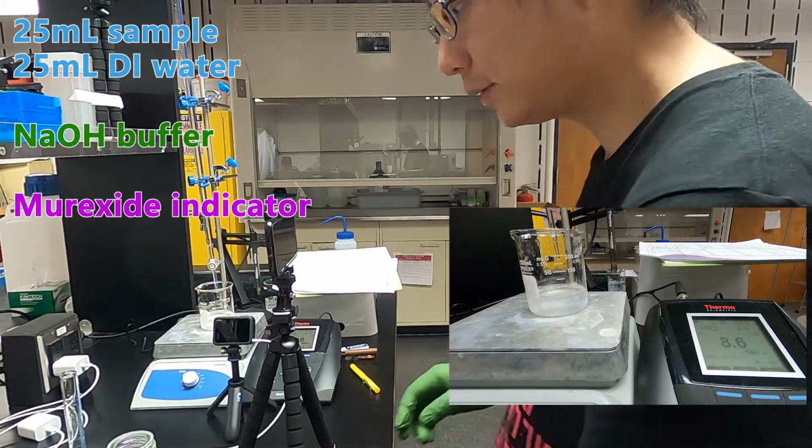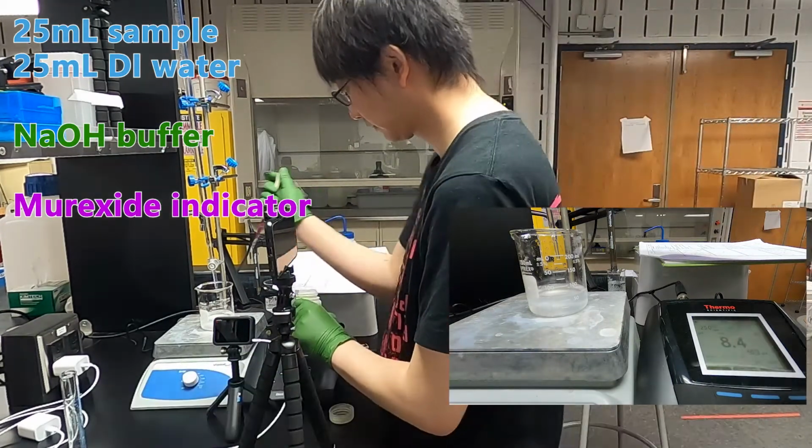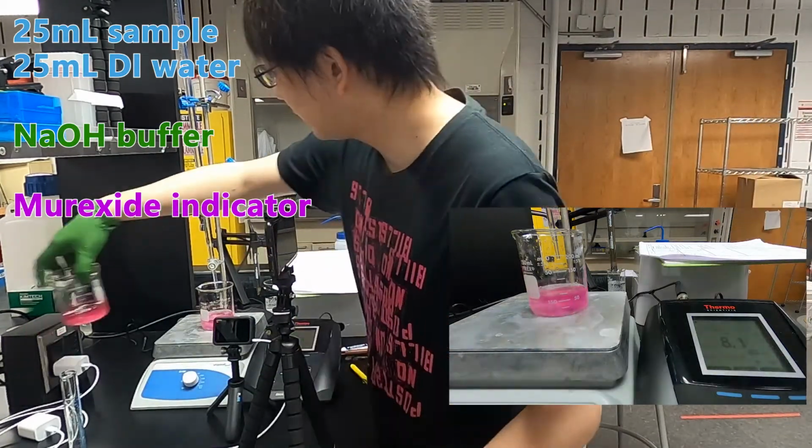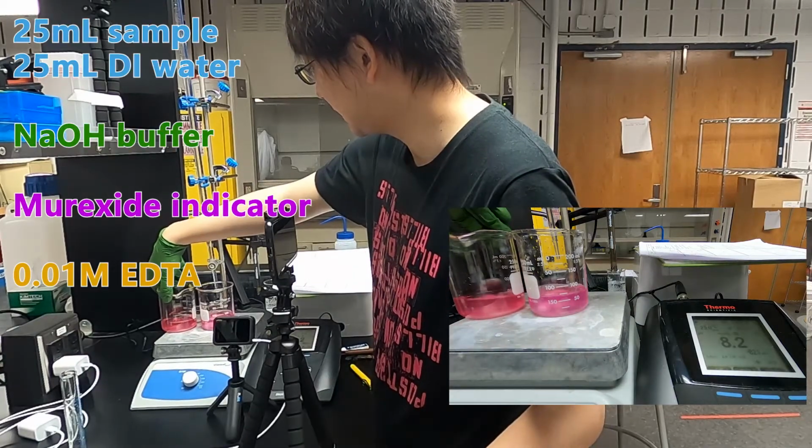And then we add the murexide indicator. Now we can titrate with EDTA.